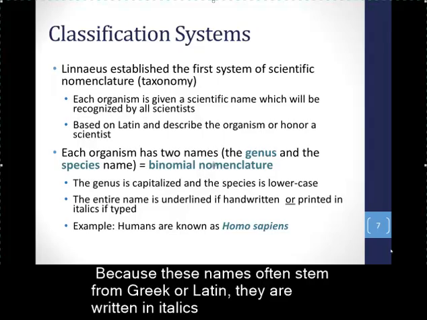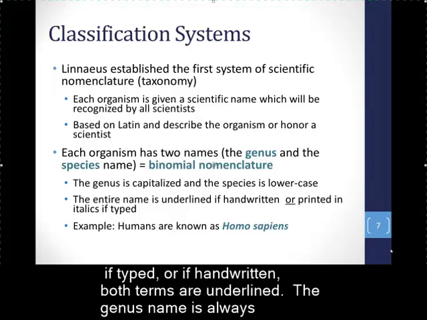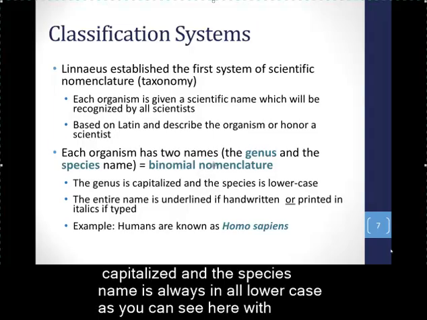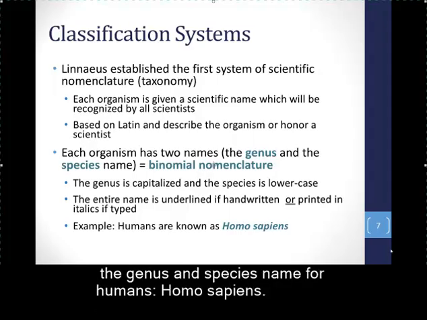And because these names are often found stemming from Greek or Latin, they're always written in italics if typed, or if they're handwritten, both terms are underlined. The genus name is always capitalized, and the species name is always in all lowercase, as you can see here with the genus and species name for humans, or Homo sapiens.